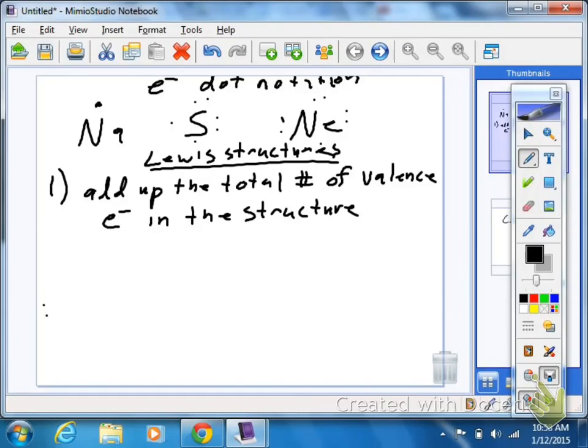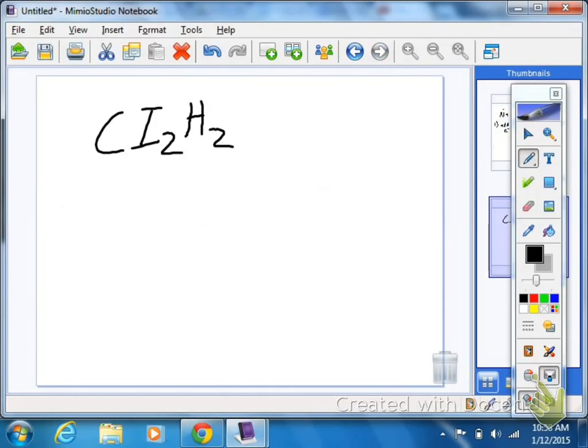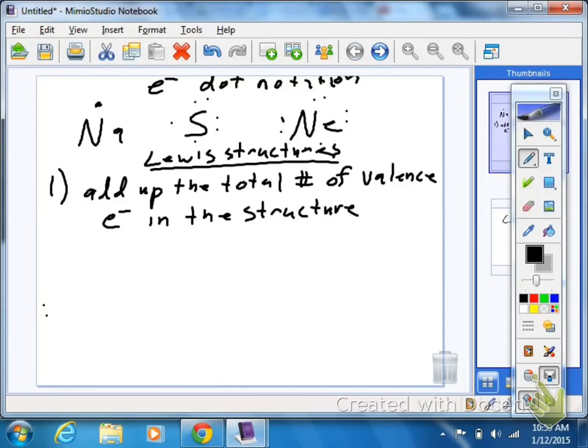So, again, add up the total number of valence electrons in the structure. Okay? So do that. Find carbon, count how many valence electrons it has. Find hydrogen, count those total. And then go ahead and find the iodine and count all those up and add them all up. Okay? So, CI2H2. What it is.